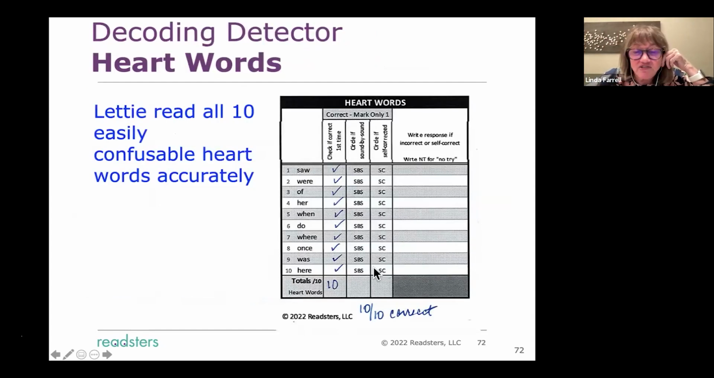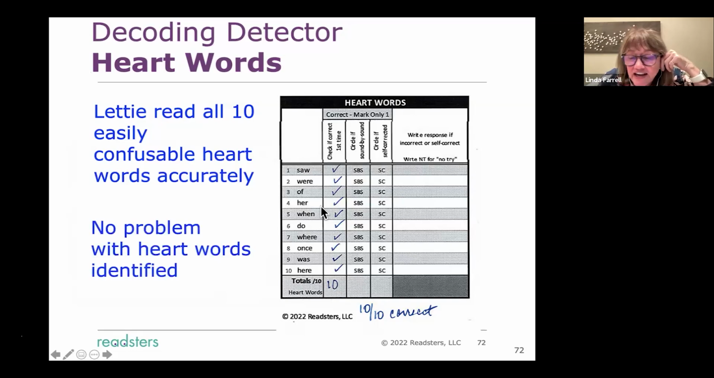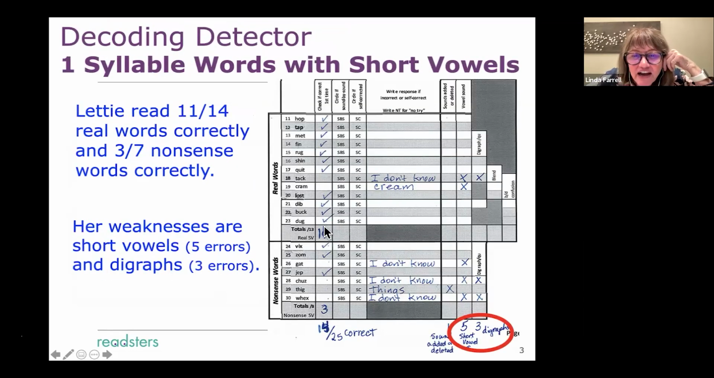And you can see that she got 10 out of 10 heart words. On real CBC words, she got 11 out of 13. That's not good for a 5th grader. A 5th grader should not have to say, I don't know, for tack. A 5th grader should not read cram as cream. So we know she needs some short vowel work.